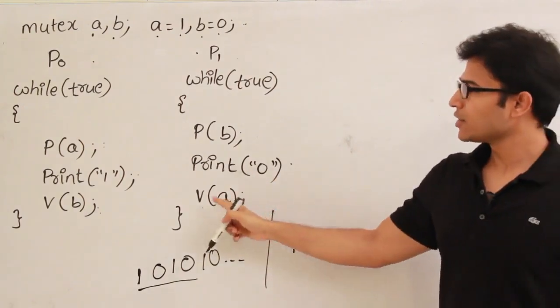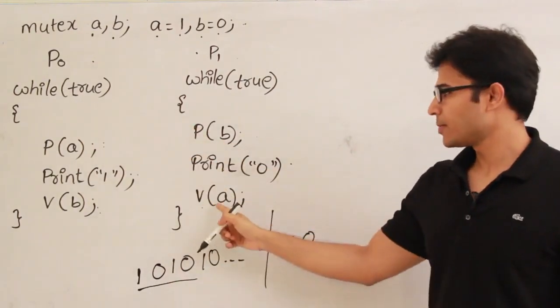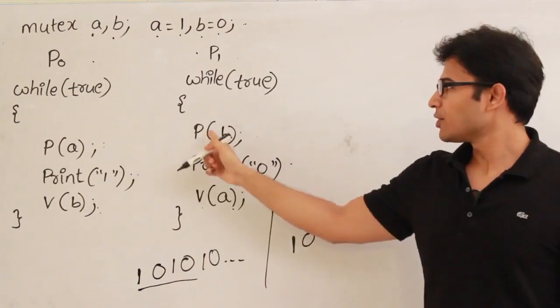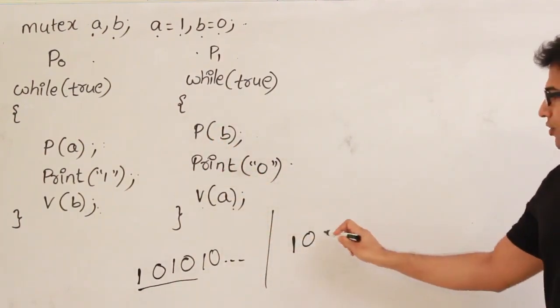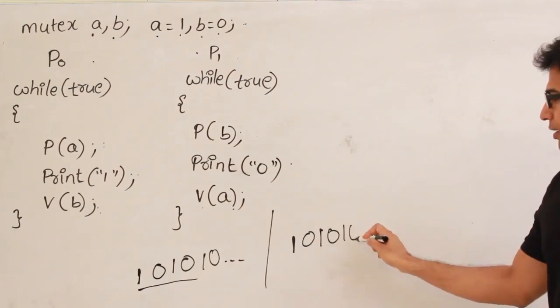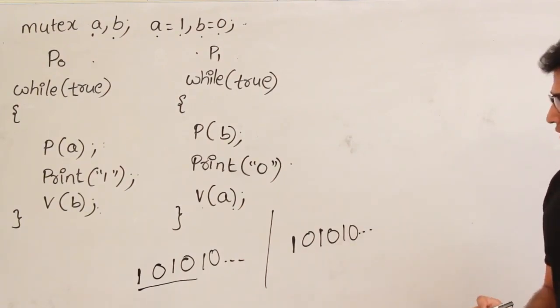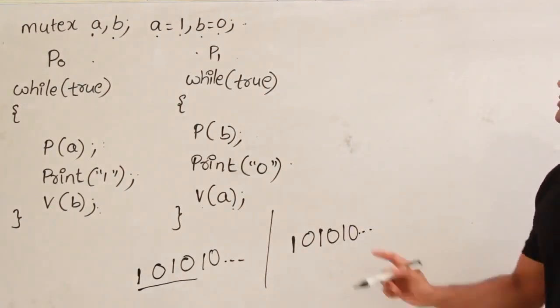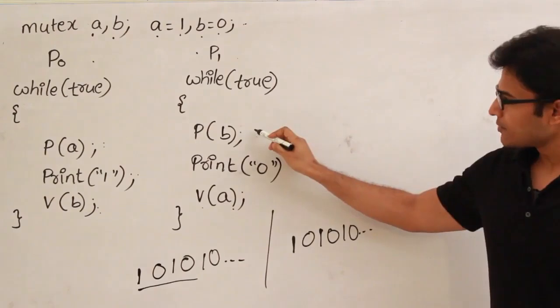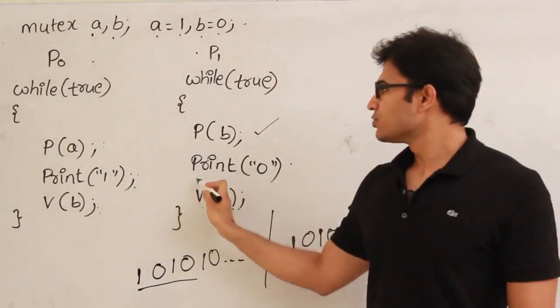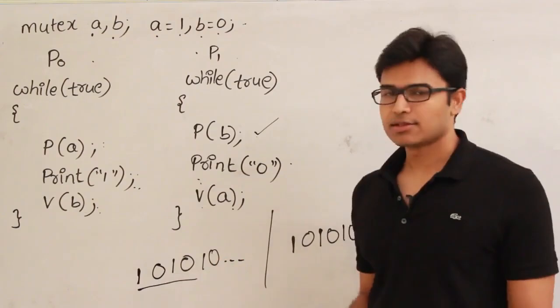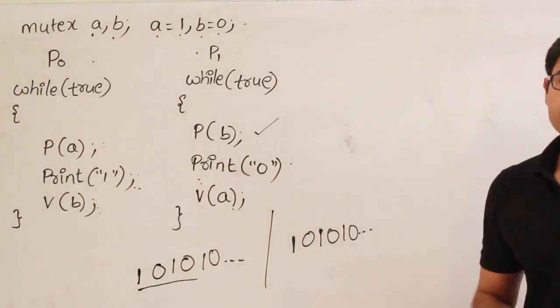And again it will give the chance to P0 by performing an up on A, and even if it performs one more down on B, it is going to get blocked, right? Therefore, however the scheduler schedules P0 and P1, your placement of the mutexes will always guarantee that these two statements will strictly follow strict alternation.